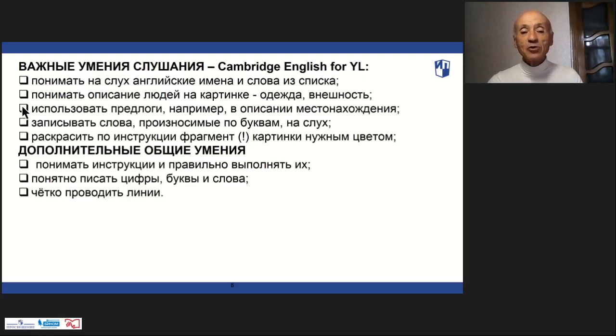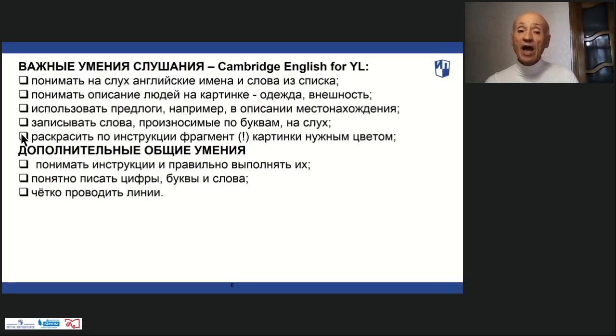Learners are to use prepositions, for example, in describing the whereabouts of a character or an object in the picture. Learners are to be able to spell the words or to write the words spelled letter by letter from hearing. And this is an interesting and important task.